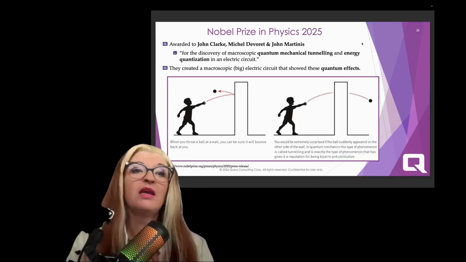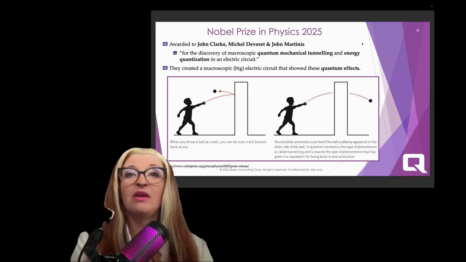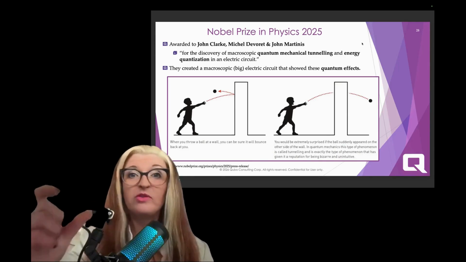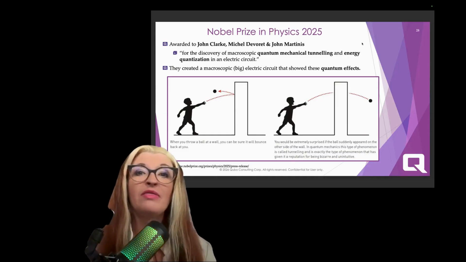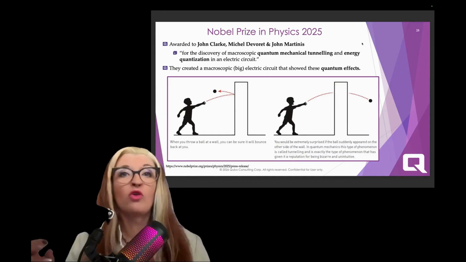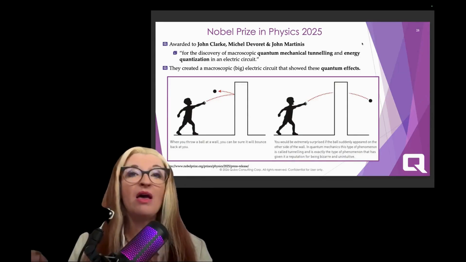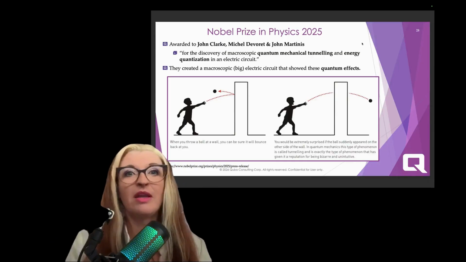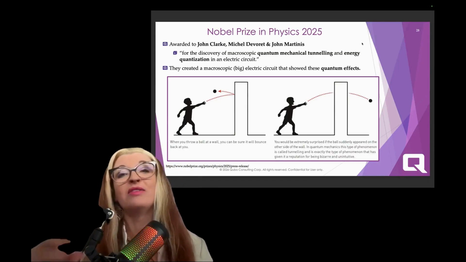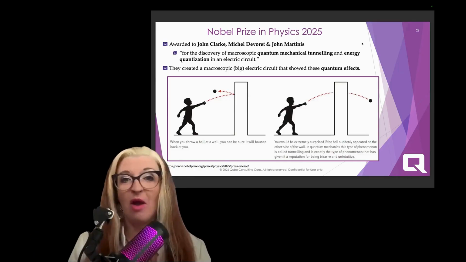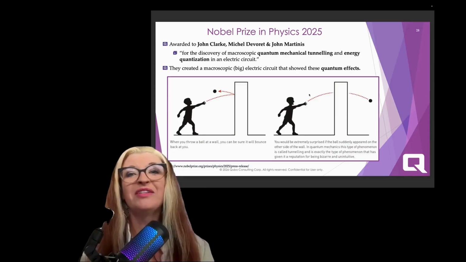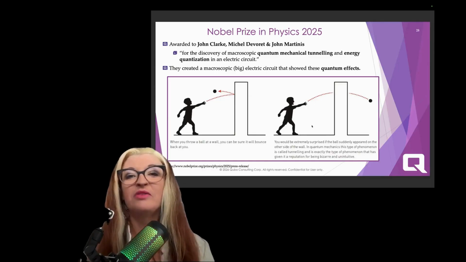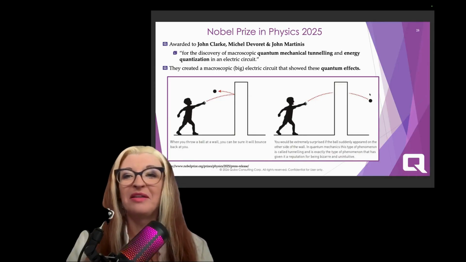So basically, they created a big thing, an electric circuit that you could see with your eyes and touch with your fingers, and it was a full centimeter in length. That electric circuit showed quantum effects. So they combined the quantum world with a macro, big world, and that is a big deal, and hence a Nobel Prize, and all the quantum technologies that came out of this. This cartoon is from the Nobel Prize Committee, and I think it does a nice way of explaining this quantum tunneling.